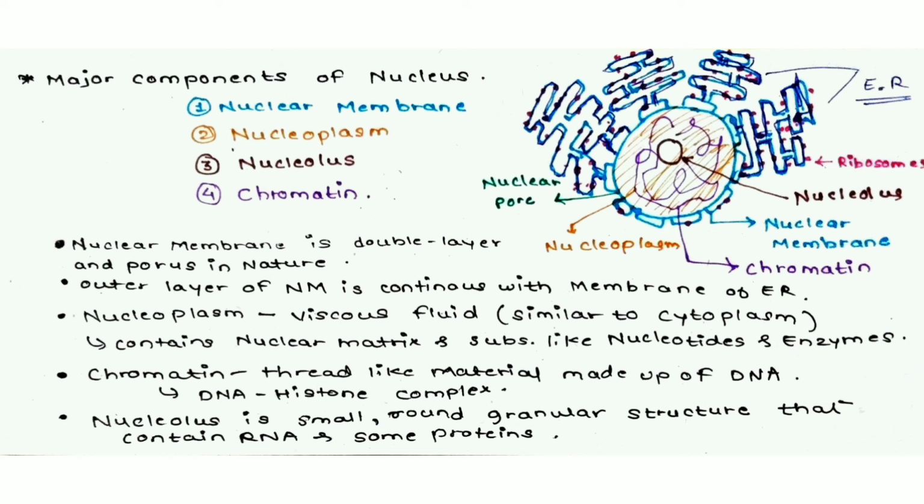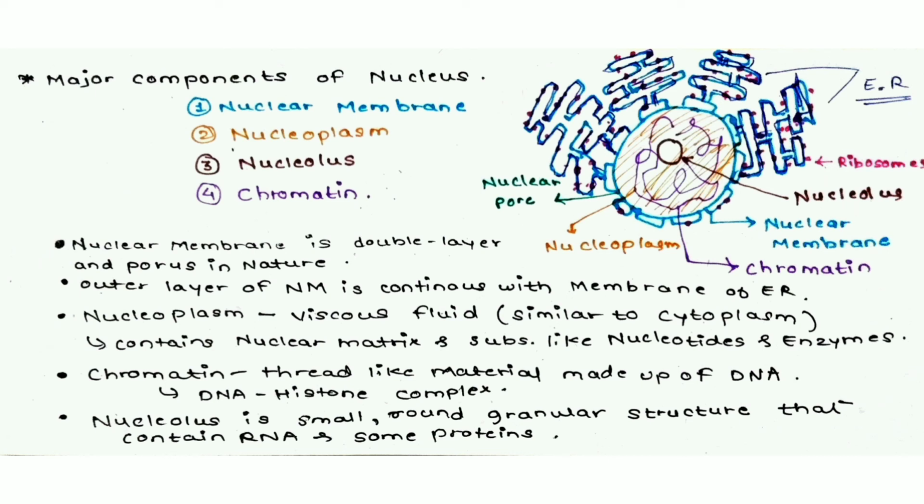The nuclear membrane is double layered and porous in nature. It has pores that are called nuclear pores that make the substance move in and out of the nuclear membrane. The second is the nucleoplasm. The nucleoplasm is a highly viscous fluid. It is similar to the cytoplasm and it contains nuclear matrix and substances like nucleotides and enzymes.